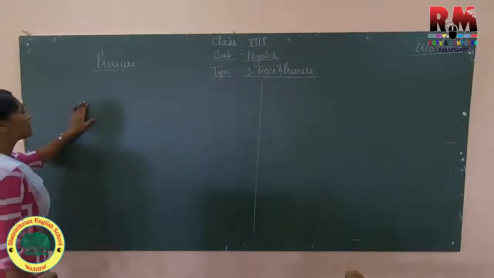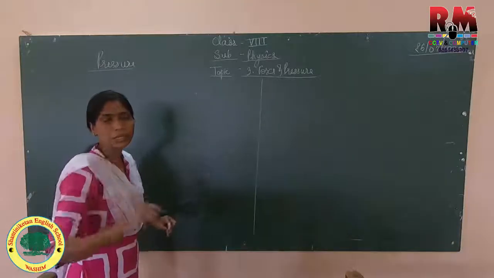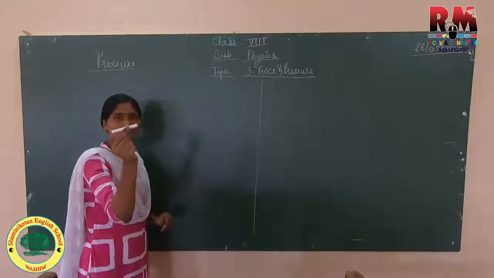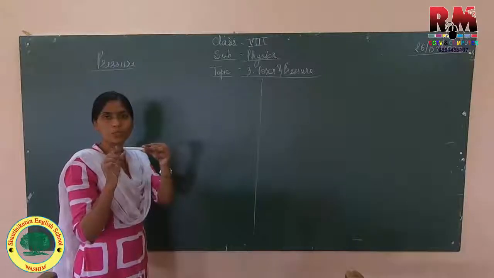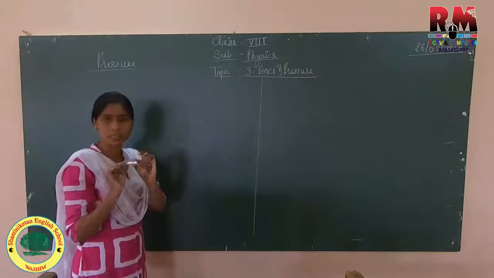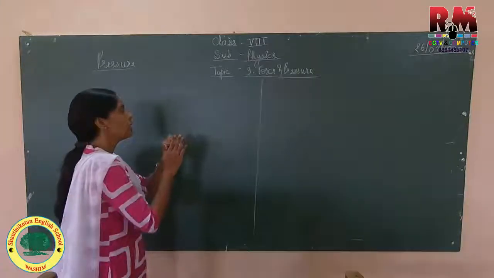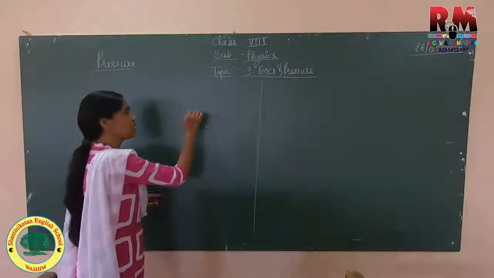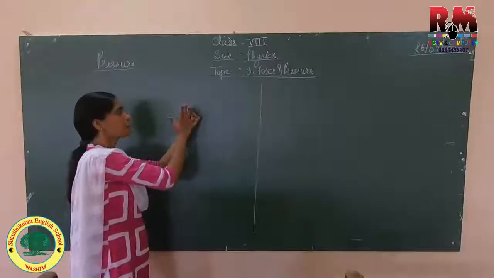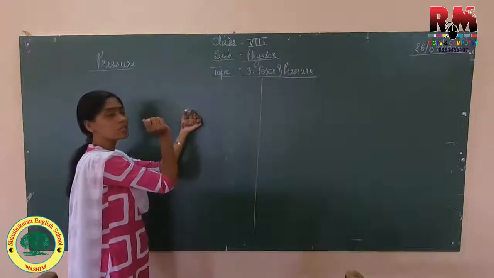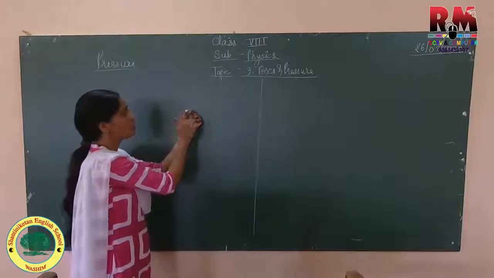Now we'll take one example of a nail and hammer. Imagine this is the nail, this is its sharp part, and this is the blunt portion of the nail. How are you hammering? You put the sharp end toward the wall, and on the blunt surface we strike the hammer. Correct?